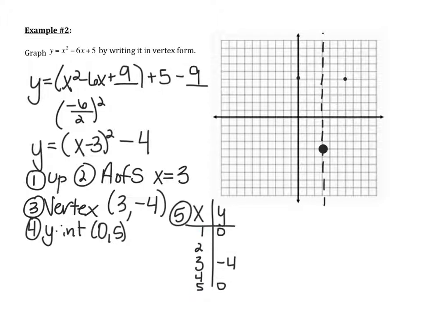And now let's put 2 in. So 2 minus 3 is negative 1. Negative 1 squared is positive 1. And then 1 minus 4 is negative 3. So it's negative 3 here and negative 3 here. So I'm going to plot those final points at 1, 0, 2, negative 3, 4, negative 3, and 5, 0. And now, of course, just connect all of your points with a nice smooth curve. So there is the graph of y equals x squared minus 6x plus 5 that we converted into vertex form and then graphed it using our 5 steps.